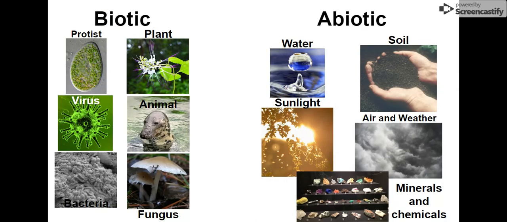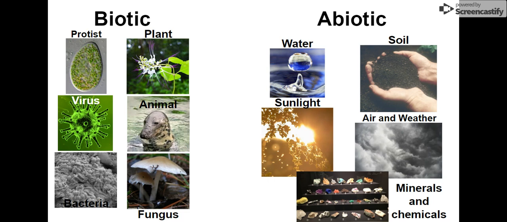All right, our first terms are going to be biotic and abiotic, which are two parts of an ecosystem. The biotic parts of an ecosystem are going to be all of the living things that are inside of that ecosystem space. These are not just going to be limited to plants and animals, but actually include all living things.